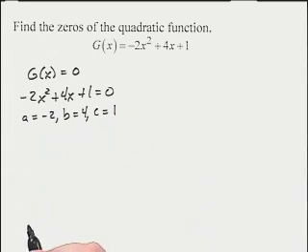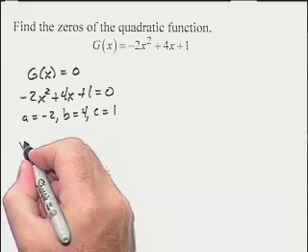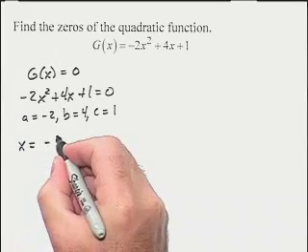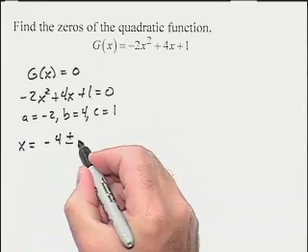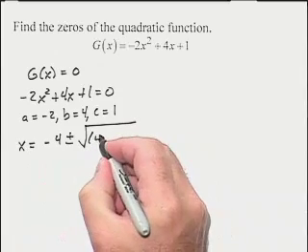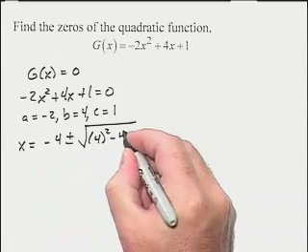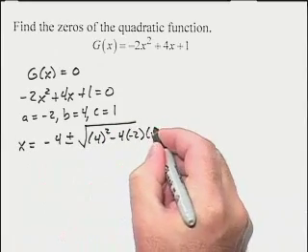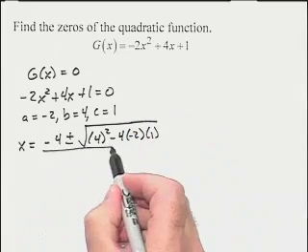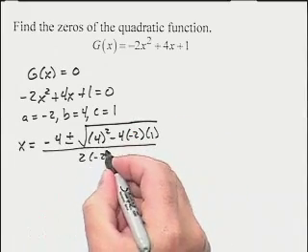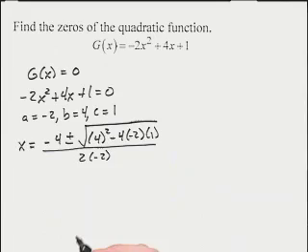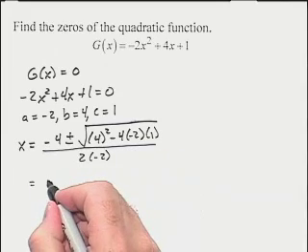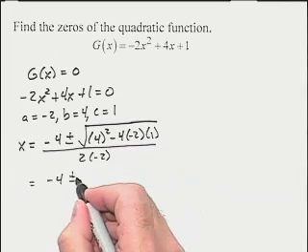If we plug these into our quadratic formula, we get x is equal to negative 4 plus or minus the square root of 4 squared minus 4 times negative 2 times 1, and then all of that is over 2 times negative 2. So it'll give us negative 4 plus or minus.